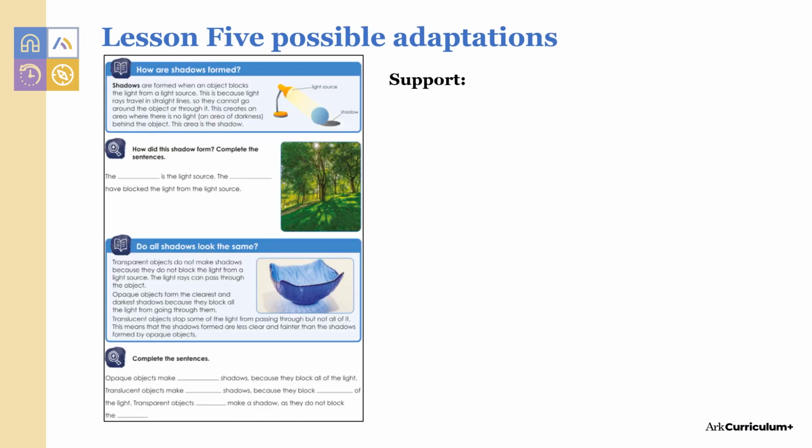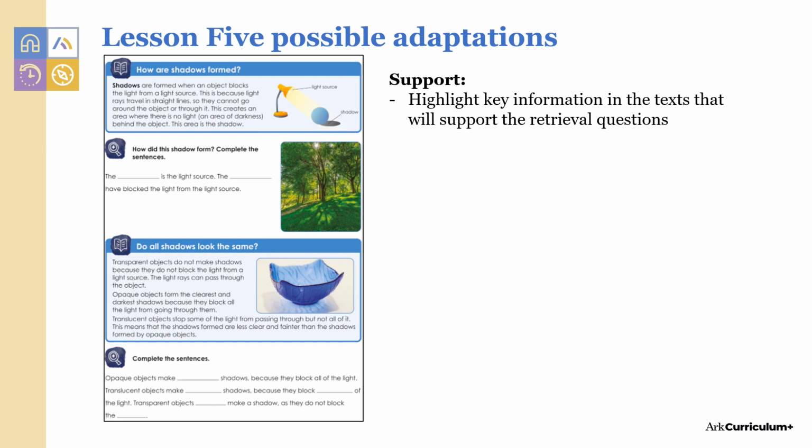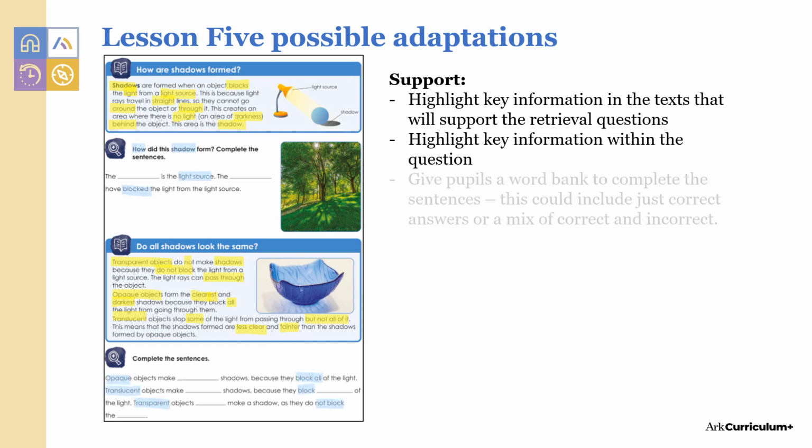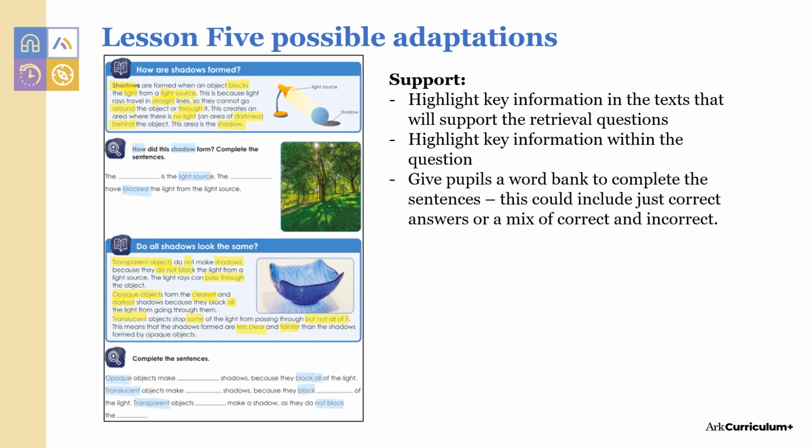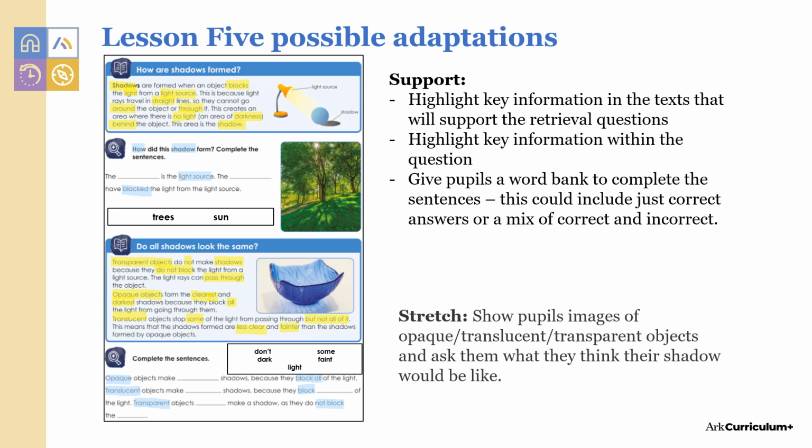In Lesson 5, pupils need to read some text and then answer questions based on that text. Support them by highlighting the key information in the text that will support the retrieval questions. Highlight the key information within the question itself. Give pupils a word bank to complete the sentences. This could include just correct answers or a mix of correct and incorrect. Stretch pupils by showing them images of opaque, translucent and transparent objects and ask them what they think their shadow would be like.